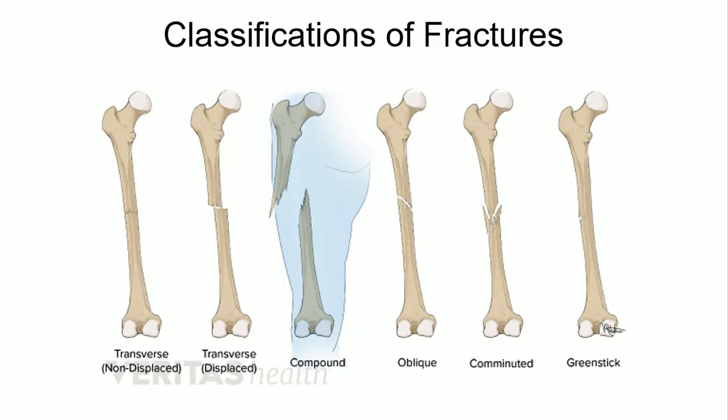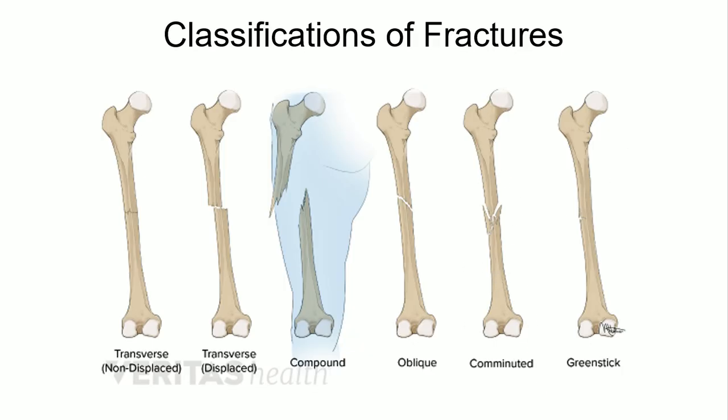Oblique, this one is also called a spiral fracture. So right here, oblique fracture, spiral fracture. This happens when the bone is twisted apart. It's easy to displace. It's not in line anymore. And on these, you are not allowed to put any weight on it at all so that it doesn't easily displace.